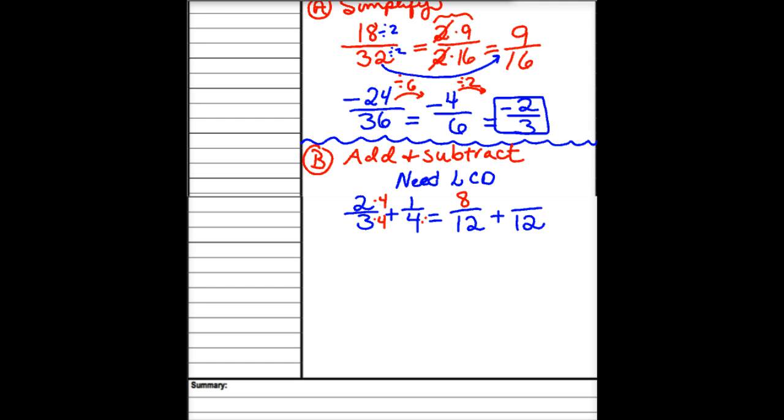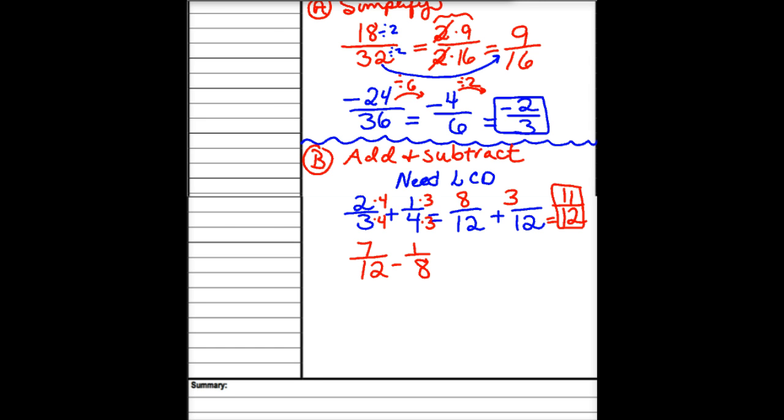I'm really doing this bottom by 3 to get the 12, so I need to do the top by 3. Once I have a common denominator, I keep it, I don't add them up, and I add the tops, and then I give it a little glance to make sure it's simplified. Subtraction works the same way. Suppose I'm doing 7/12 minus 1/8. I need to find the smallest thing that both 12 and 8 go into.